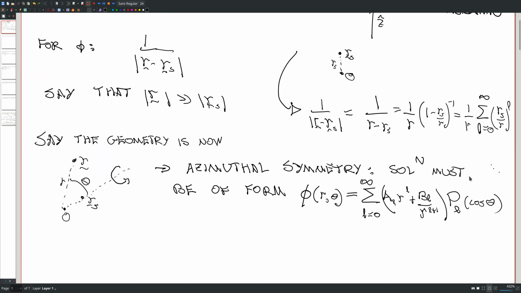Now, what I'm saying is that in this particular situation, the solution has to have the general form that we have given. The question is, what are the coefficients AL and BL? How do we compute them? Well, let's consider a simple situation where I put my evaluation point R back on the axis. That means I'm just putting the angle theta to 0.